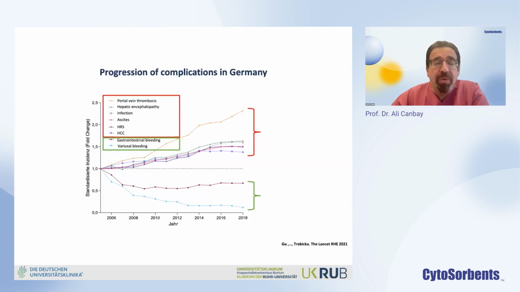And then, regarding progression to complications in Germany, here is data also from Trebicka's group, from 2006 to 2018. You see that portal thrombosis, hepatic encephalopathy, infection, ascites, hepatorenal syndrome, and hepatocellular carcinoma are increasing. There is a progression in this kind of patient, or they need, of course, a liver transplantation.